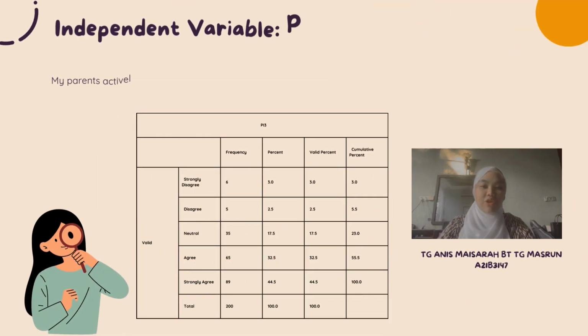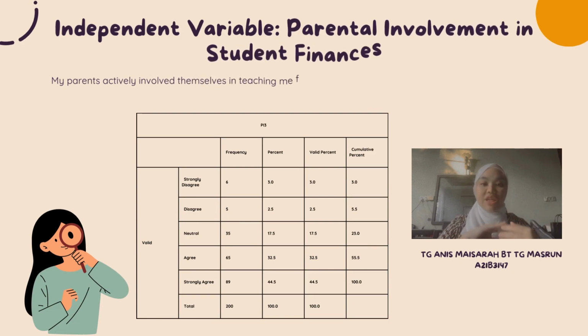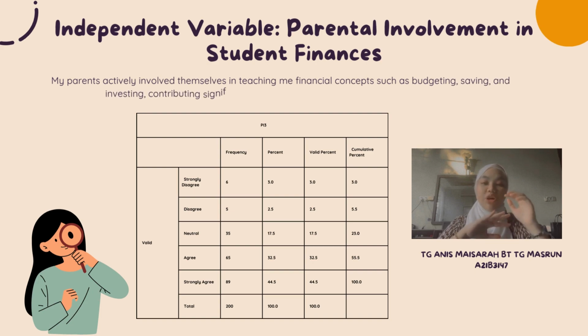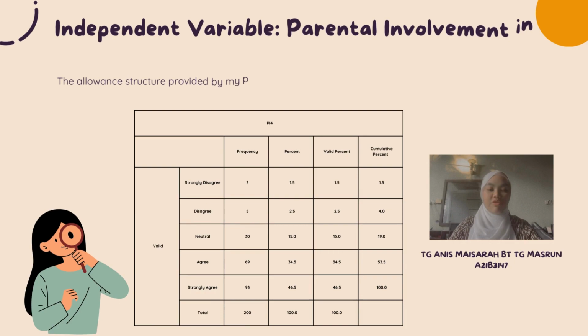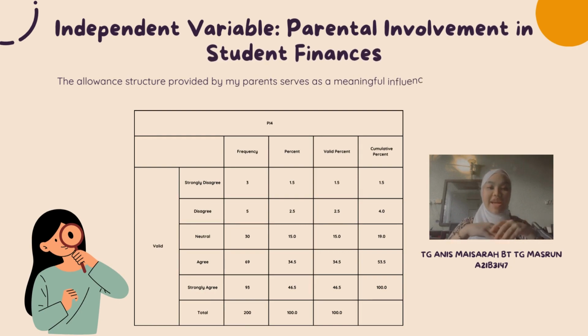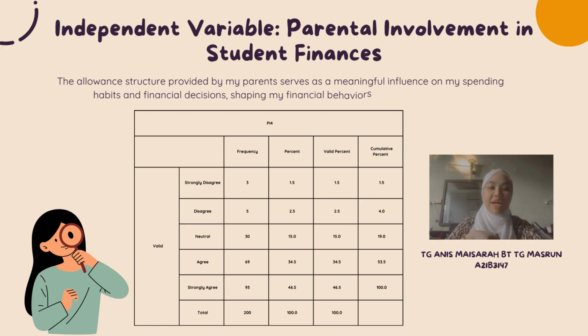Next, PI3. 44.5% of respondents strongly agree with the statement, which is the highest percentage, while 32.5% agree. A smaller population disagree with 2.5% and 3% strongly disagree. 17.5% of participants took a neutral stance. Move to PI4. 46.5% of respondents strongly agree with the statement, which is the highest percentage, while 34.5% agree. A smaller population disagree with 2.5% and 1.5% strongly disagree. 15% of participants took a neutral stance.